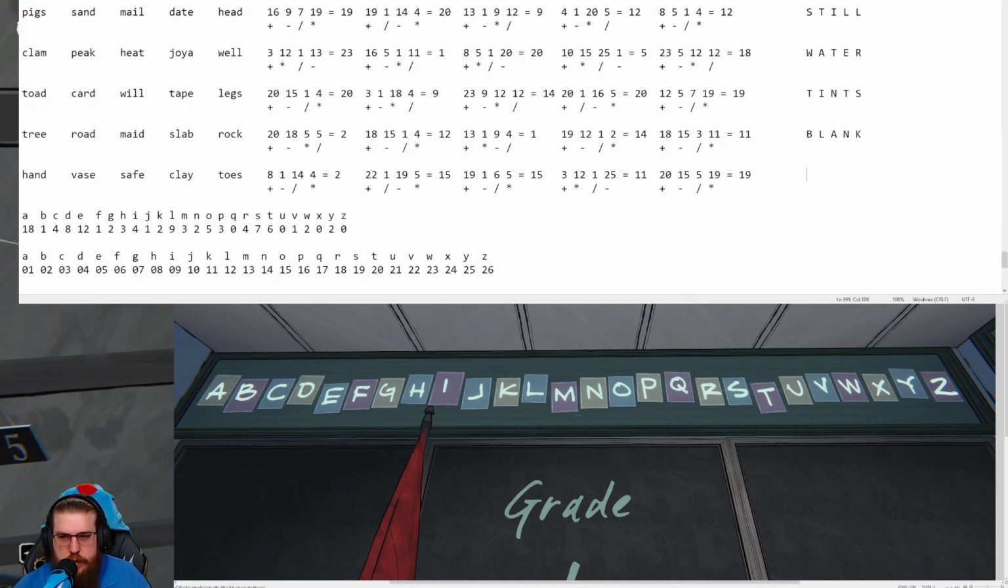Yeah, okay. So that leaves us with B, O, O, O, no, K. Stillwater tints blank books. Looks like to me. Stillwater tints blank books. Okay. Stillwater tints blank books.